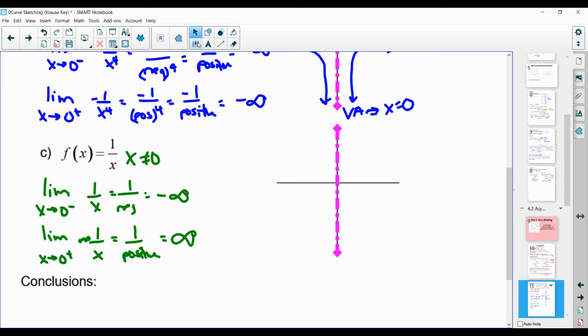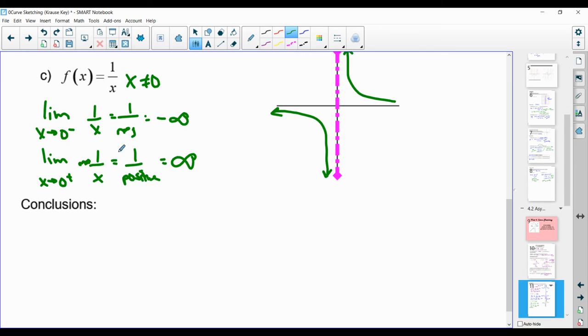But our left and right hand limits are different. So this time as we're drawing the graph, as we're approaching 0 from the left, we're approaching negative infinity. Let's try that again. We're approaching negative infinity. And as we're approaching from the right, we're approaching positive infinity. So while we would say there's no limit at that point, or the limit does not exist, we still have an asymptote.